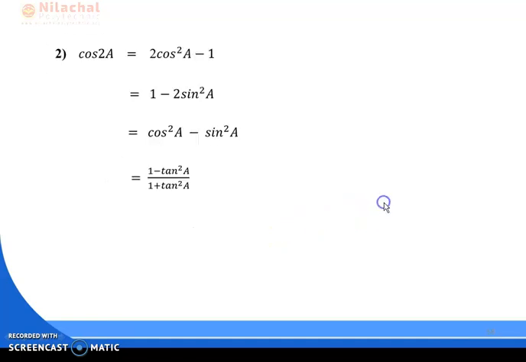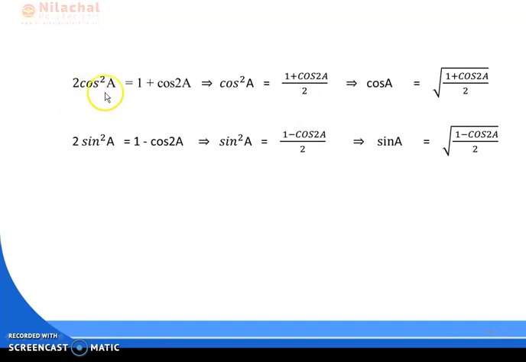So let's see the cos 2A formula. What is the formula of cos 2A? 2 cos square A minus 1, or you can write 1 minus 2 sin square A, or you can write cos square A minus sin square A, or you can write 1 minus tan square A whole by 1 plus tan square A. So these are 4 formulas. We use these formulas according to your questions. What you need in your question to answer it, then you use that formula. Which formula you should use? It is what you need in your answer.